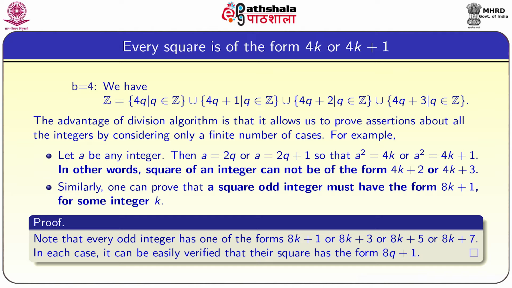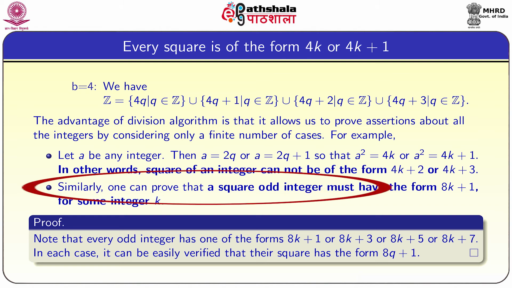For example, look at 1² = 1, 2² = 4, that is a multiple of 4, 3² = 9, that is a multiple of 4 plus 1, 4² = 16, that is a multiple of 4, 5² = 25, that is a multiple of 4 plus 1. So, every square integer is of the form either 4k or 4k + 1. This is very useful, because if I want to know the properties of integers which are squares, it is sufficient to look at integers of the form 4k or 4k + 1. No need to look at integers of the form 4k + 2 or 4k + 3.